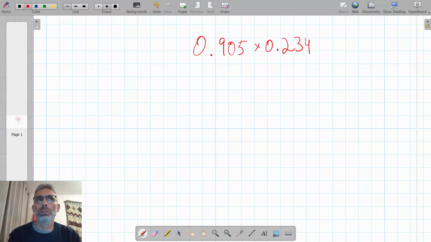and in the result I get, the product, I move the decimal point to the left. Okay, so it's 905 times 234. Very important to pay attention to the place value.